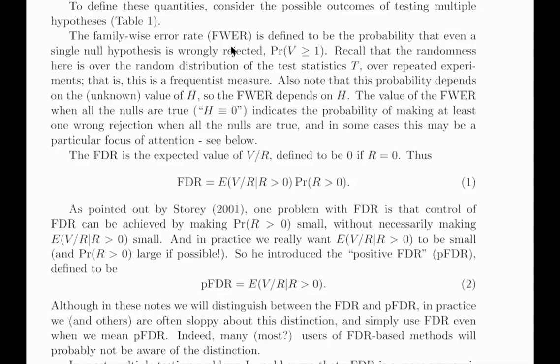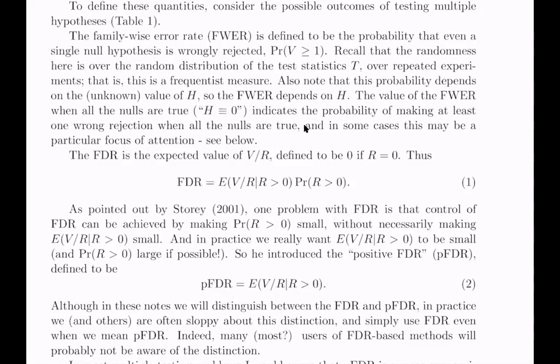Okay, so it's also in some ways a more meaningful error measure. Most scientists, what they want is a collection of findings, most of which are real. They don't want a small collection of findings, all of which are guaranteed to be real, or high probability of being real.